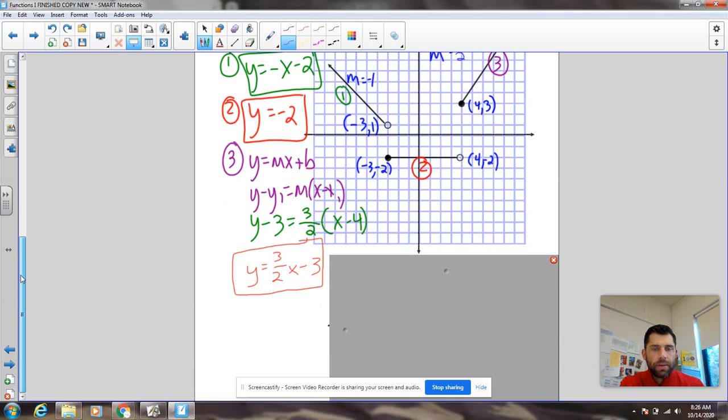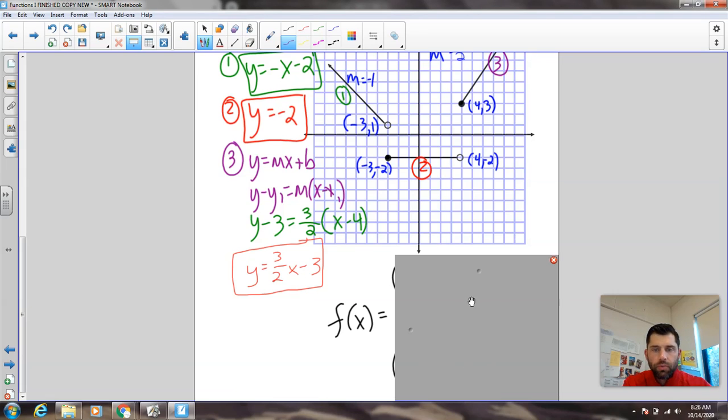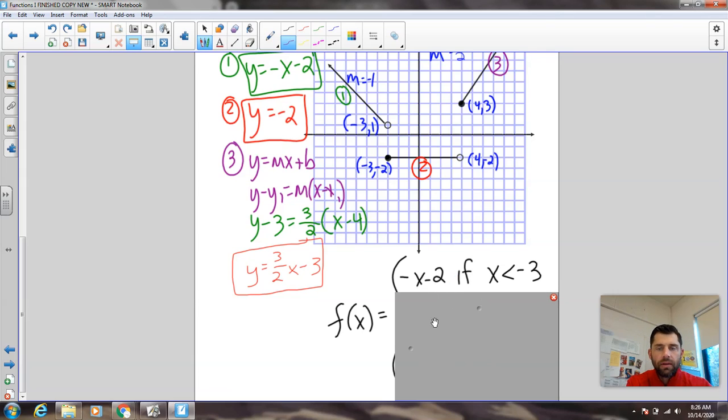So to write this into a piecewise function, we have f of x equals. And now I just want to write each rule depending on what part of the domain it covers, what part of the domain that it's in. So for the first part of my piecewise function, it happens up to, but not including -3. So notice the open circle right here. So everything up to, but not quite including -3, I follow the rule -x minus 2.